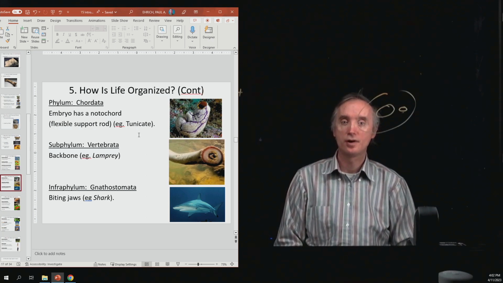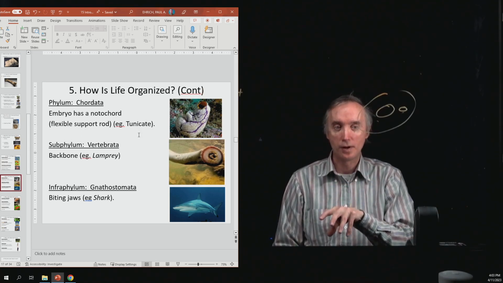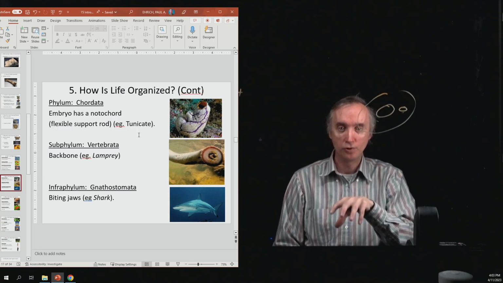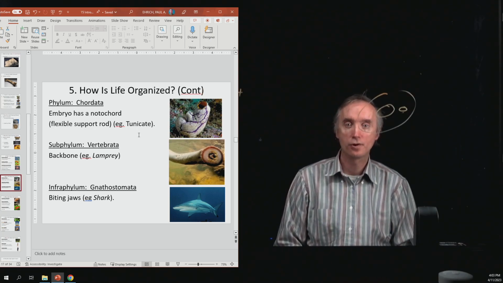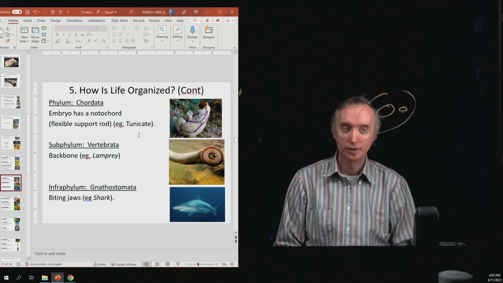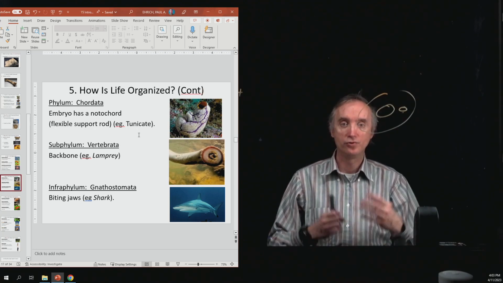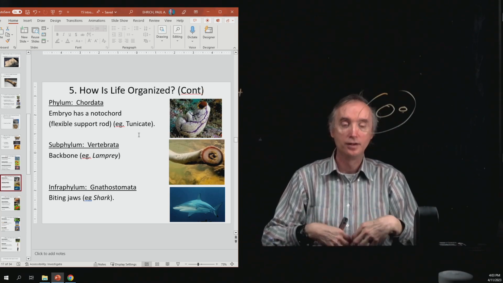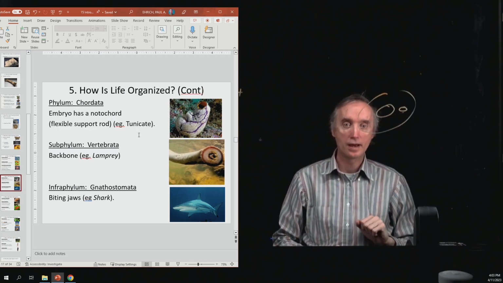Now we're going to go to a phylum. You can think of boxes within boxes within boxes that we can put different kinds of organisms in. This one is going to be called Chordata, and the embryo has a notochord. A notochord is a flexible support rod. It's kind of like the forerunner of a backbone. An example of an organism that has this is called a tunicate. These were sac-like creatures that would draw water into their sac-like body, digest the nutrients in it, and then basically push it back out.